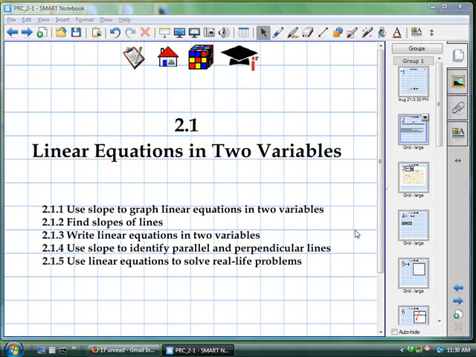Here are the 5 things we're going to try to do today. Learn how, and I know you already probably know these, use slope to graph linear equations in 2 variables. You need to know how to find slopes of lines, not only from looking at equations, but also by just observing a graph. 3, write linear equations. 4, use slope to be able to deal with parallel and perpendicular. And 5, using linear equations to solve problems. So those are the 5 things we'll try to go at.